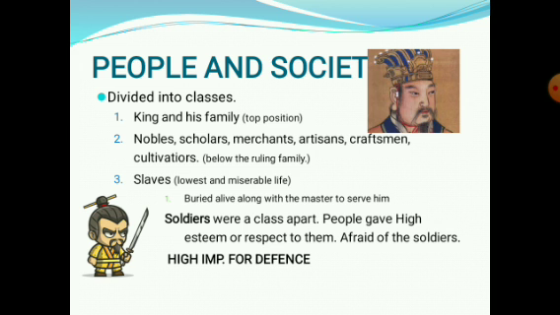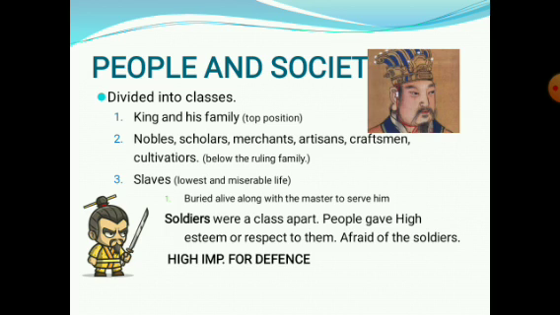When we talk about the people, there were three different classes. The first class was the king and his family, and they held the top position. Thereafter, the next class was a group of people called nobles. It can be religious people, like pandits, and there were scholars, merchants, artisans, craftsmen, cultivators, that means farmers, and all these people together made the second class, having a position below the ruling family. And the last class was the slaves. They were the lowest class, and they had a very miserable life, and they were even buried alive along with their master to serve him.